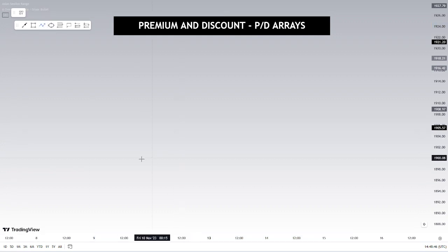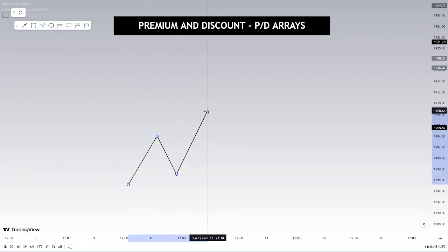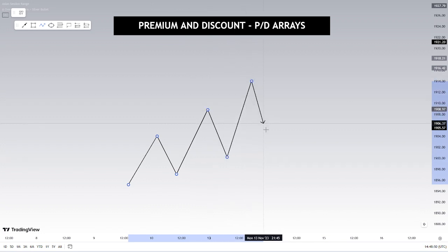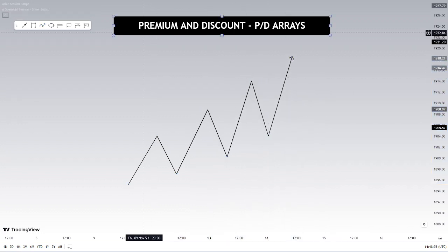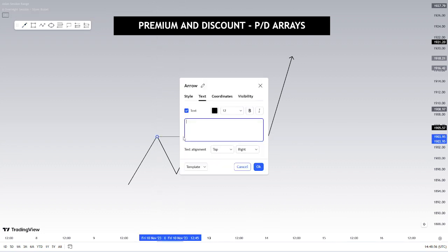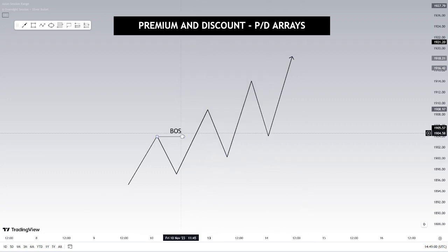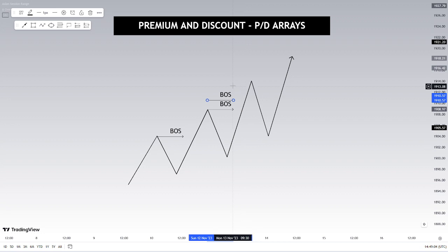So if we have bullish structure, let's say we're in a bullish market like this, we're seeing clear breaks of structure to the upside. We see the break of structure here, we see a break of structure here, and we're just seeing the market giving us new continuous highs each and every day.